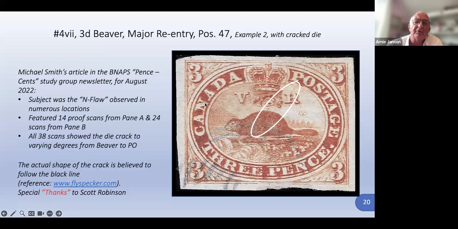Michael Smith's article in BNAPS from August of 2022 was talking about this end flaw. There's a bit of an end flaw here in his letters. And he featured 14 different scans from pane A and 24 from pane B. There's 38 in total.